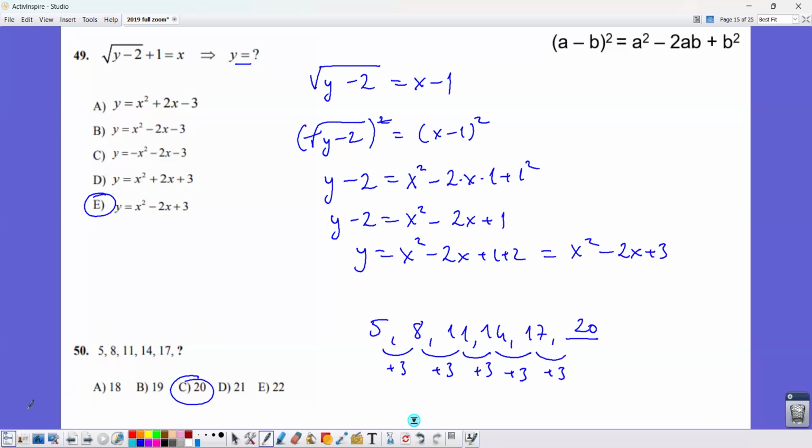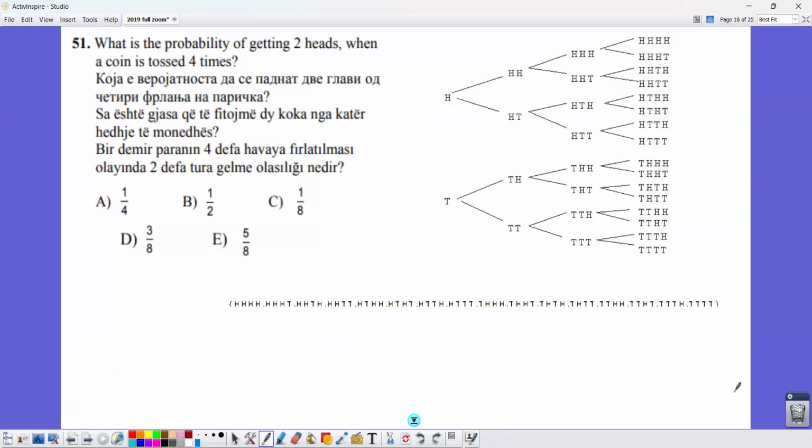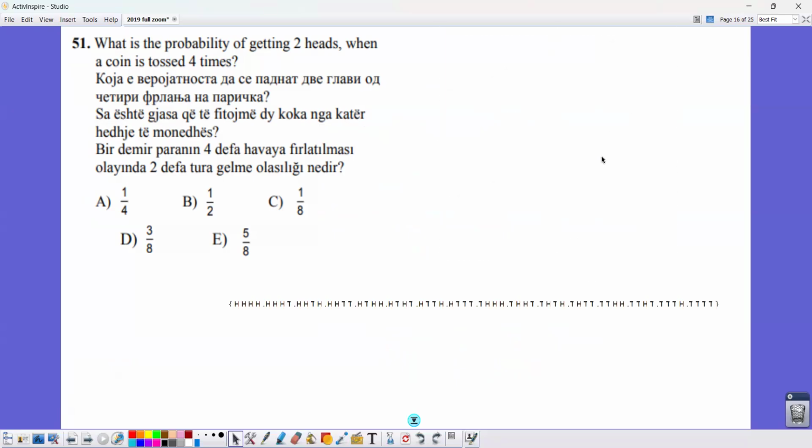It's very simple, not a complicated question. We'll continue to the next one. Here, guys, it's a probability question. This part is not given, of course, but I will tell you how we can find that part.